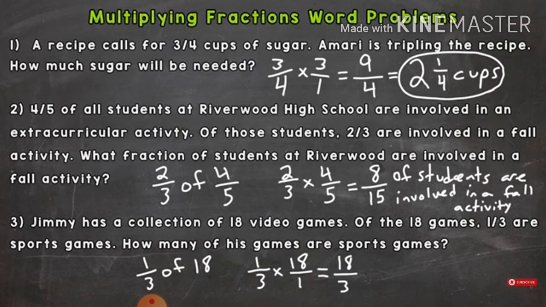We end up with an improper fraction, so let's divide to get our mixed number, or maybe it works out to a whole number. So 18 divided by 3, how many whole 3's can we pull out of 18? Well, 6. And that hits 18 exactly, so we do not have a remainder. So this works out to be a whole number. And hopefully, in this situation, this makes sense. It has to be a whole number. How many of his games are sports games? Well, 6 are sports games.